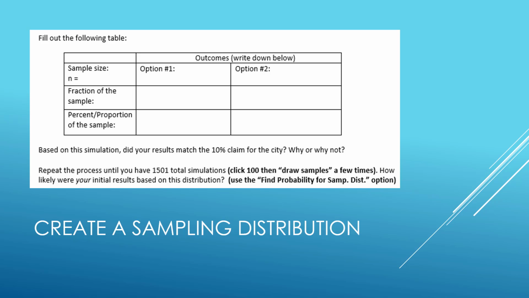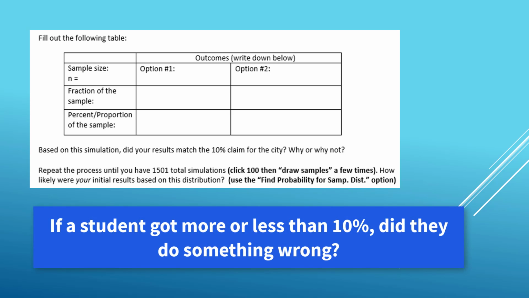And this is a great opportunity for a discussion about what does it mean to have 10% for the city, as well as bringing back up the idea of variability.